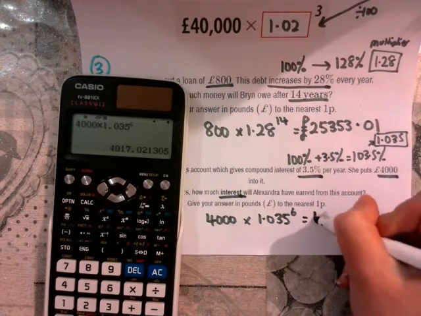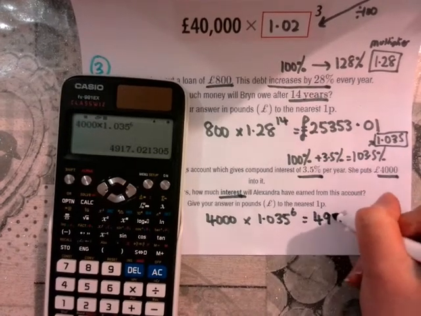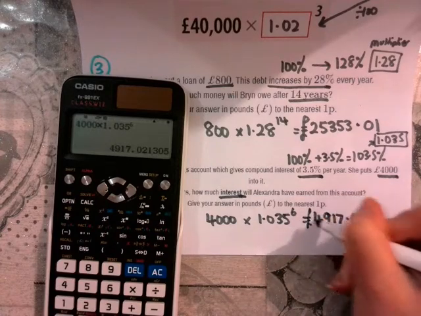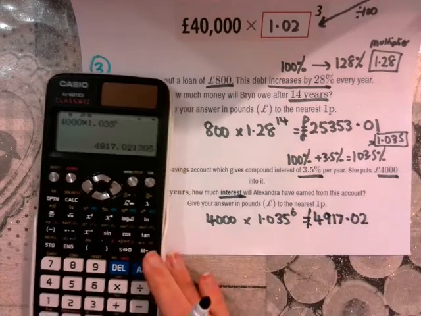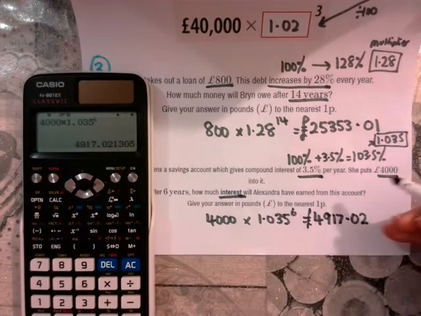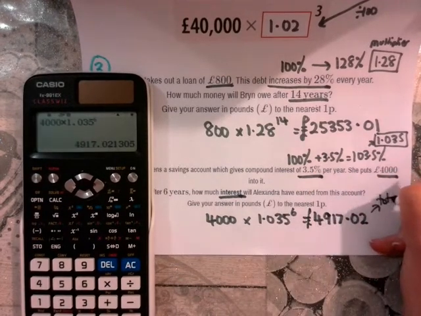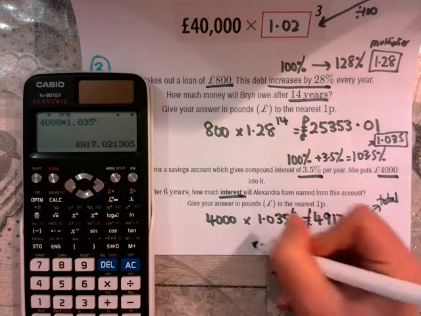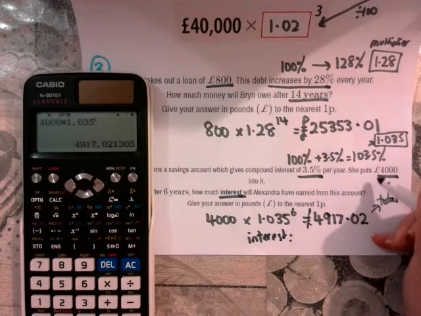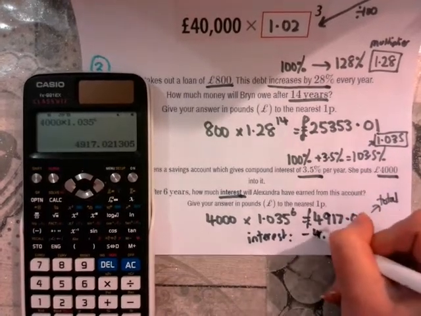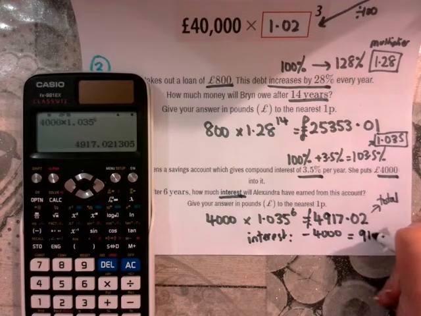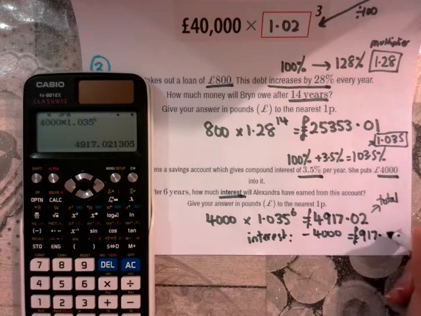So that is 4,917.02 to 2 decimal places. Remember, money's always got to be 2 decimal places. However, it's asking for the interest, not the total amount. So that would be the total amount in her bank, but we want to work out the interest. So we just need to take off the initial 4,000 that she put in. So the interest is just going to be the £917.02.